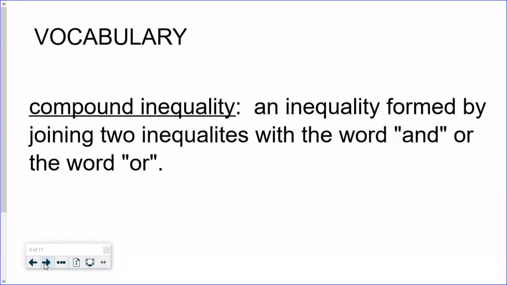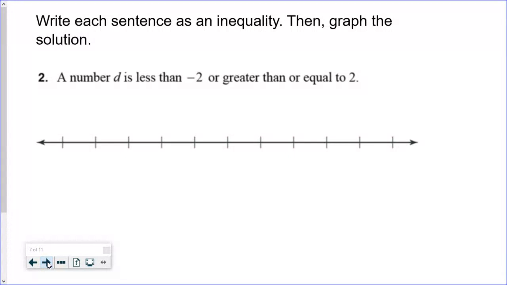A compound inequality is any inequality formed by joining two inequalities with the word and or or. So you're going to have to think about the difference between an or and an and statement. Today we're going to be dealing with ors, only ors, this or that. It doesn't really matter, like I would like to have pancakes or eggs for breakfast. Okay, so when it says write each sentence as an inequality, then graph.